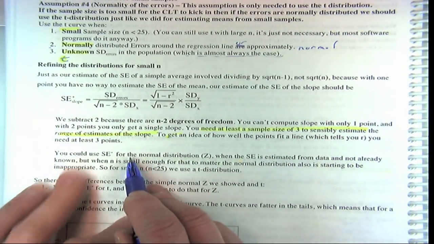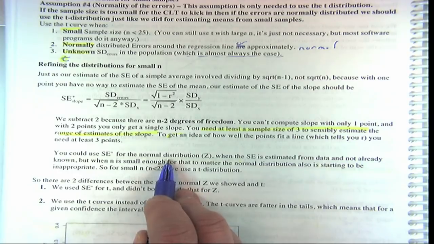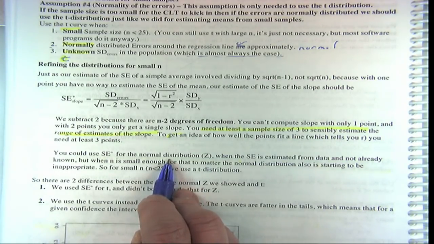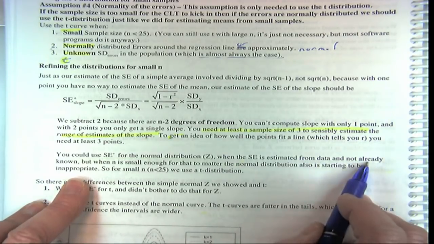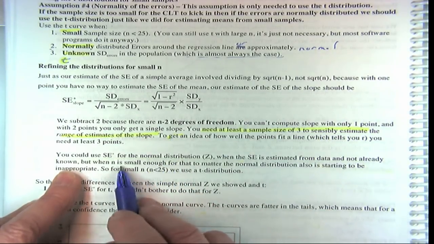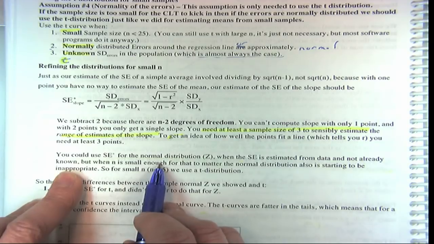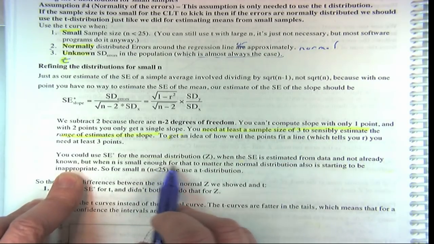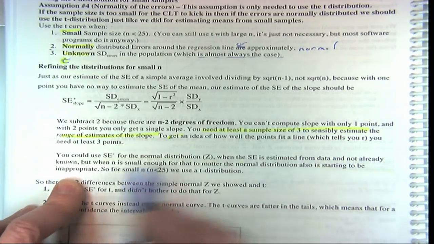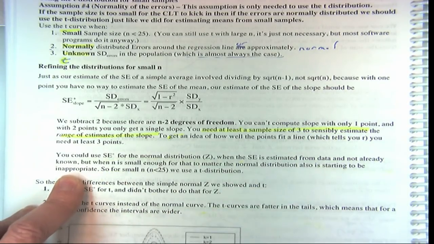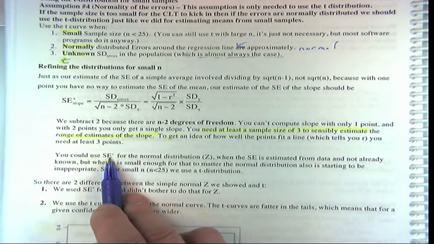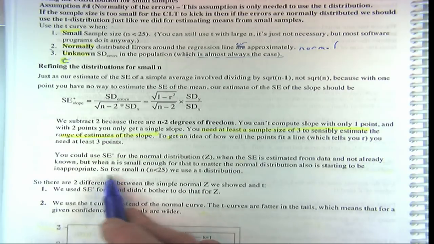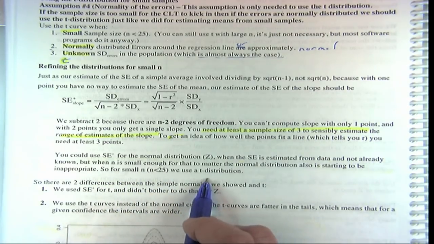So now, you could use this for the normal distribution. You can. It will give you a slightly better estimate when the standard error is estimated from the data and not already known. We could do it for a large sample too, but when n is small enough for that to matter, the normal distribution is also starting to be inappropriate. And when we have a large enough n that we can use the central limit theorem, nobody bothers to do this. So for small n, we'll use a t-distribution.